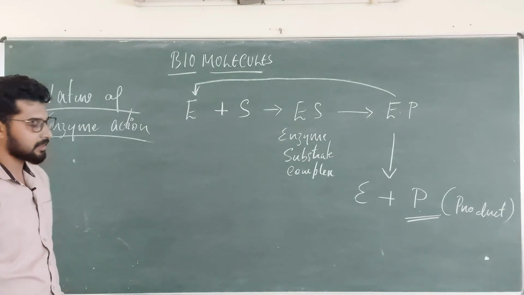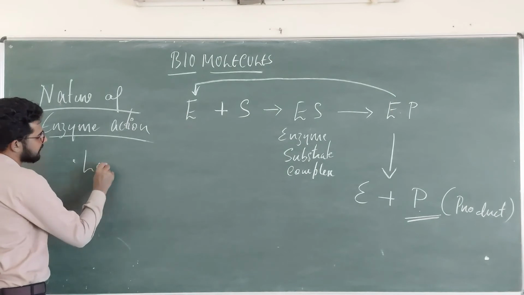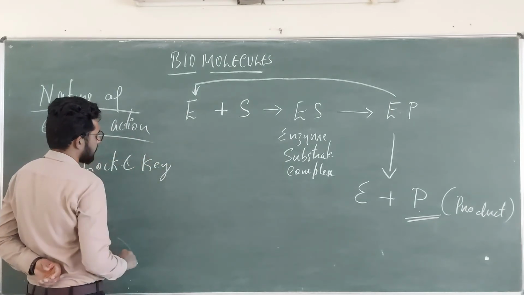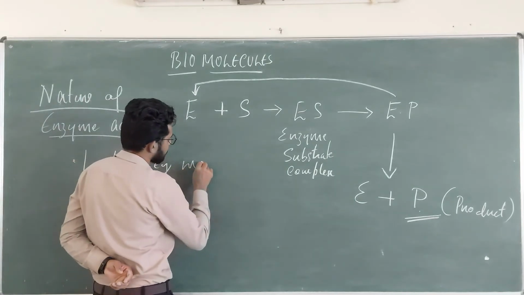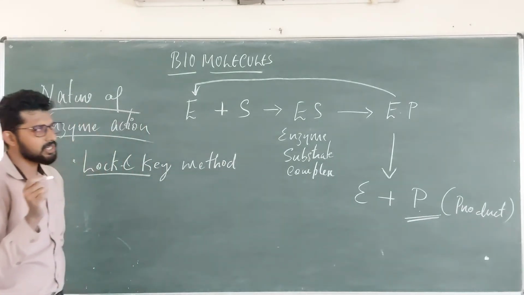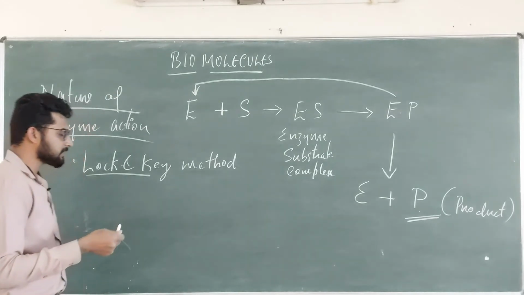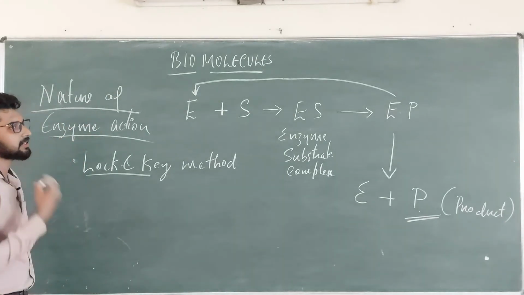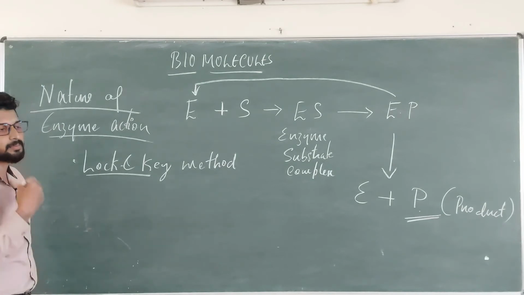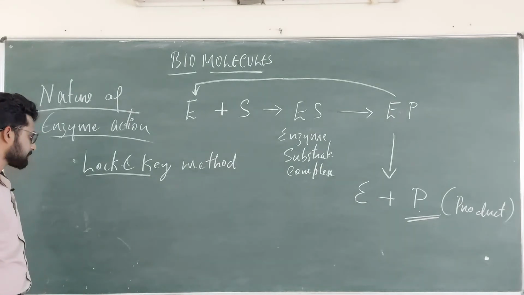This is happening. Let us see the lock and key method. Lock and key method refers to the idea that a particular key can only open a particular lock, right? The same principle: the enzyme and the substrate are so specific that a particular enzyme and a particular substance can only lead to the reaction they are meant for.